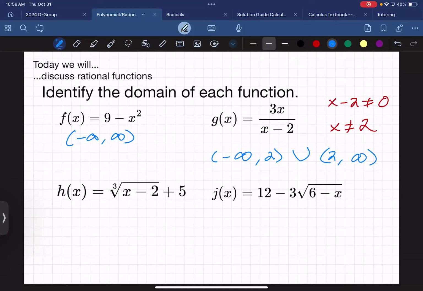Okay. Every number less than 2, every number greater than 2. I can use all of those. But in the end, please remember the main point of this is do not use 2. Because that would give us 0 in the denominator. And that's not something that's defined mathematically. We can't do it.